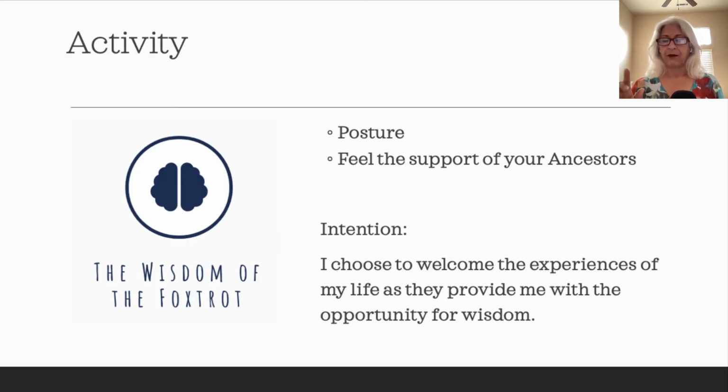All right, and with those activities, yes, indeed, I have some activities for each of the 5 areas of harmony. So when you're in some disharmony with one or the other, you're too far on one end of the spectrum, you can add some activities like this that help you harmonize again. All right. So with the wisdom of the foxtrot, we're looking at our posture.